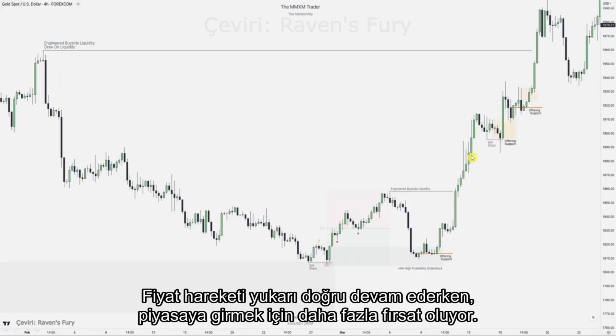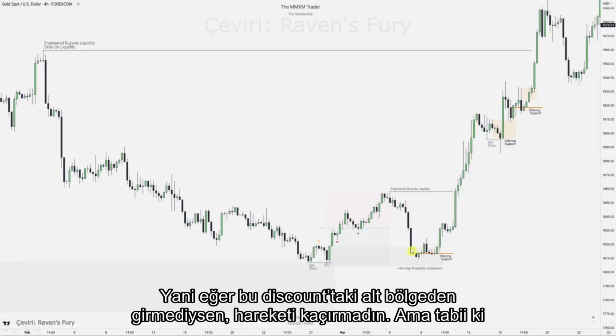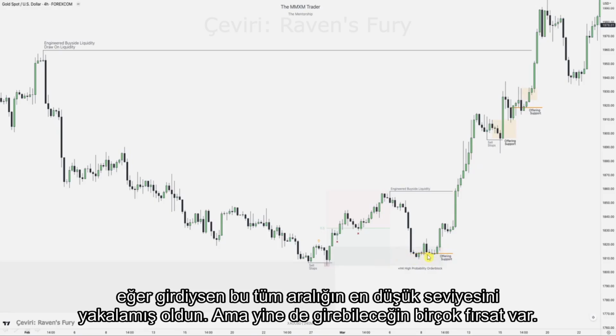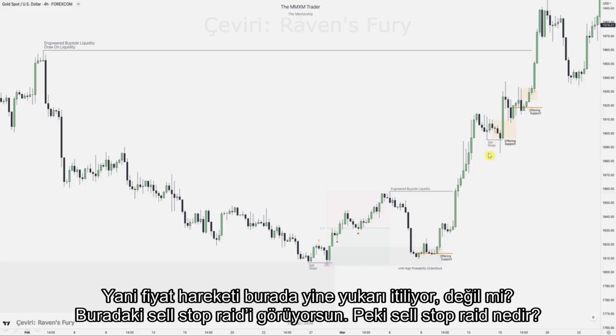Continuing up into price action, there are more opportunities to get in, right? You didn't miss the move if you didn't get in on this lower part here in the discount, but obviously you caught the low of this whole range if you did, but there are multiple occasions where you can get in. So again, price action pushes up here, right?